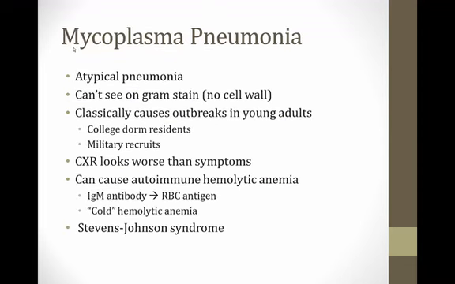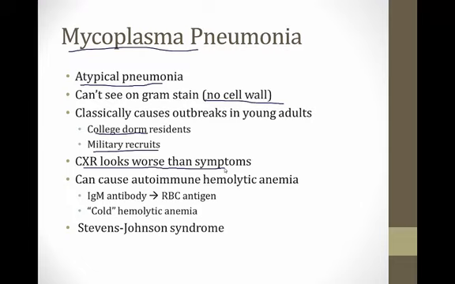Next bacteria we'll discuss is Mycoplasma pneumonia. This is another atypical pneumonia, and you can't see Mycoplasma on gram stain because it has no cell wall. This classically causes outbreaks in young adults, so you'll see description of outbreaks in a college dorm, for example, or in a military base among recruits. Like with some of the other interstitial pneumonias, the chest x-ray can look worse than the symptoms, so the patient can have mild symptoms but a chest x-ray showing lots of interstitial inflammation.